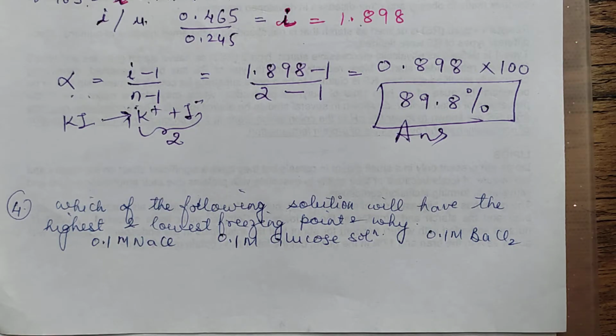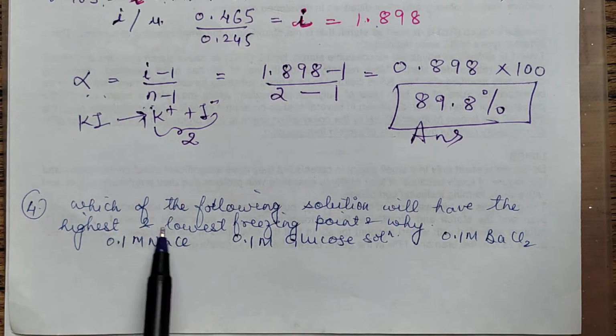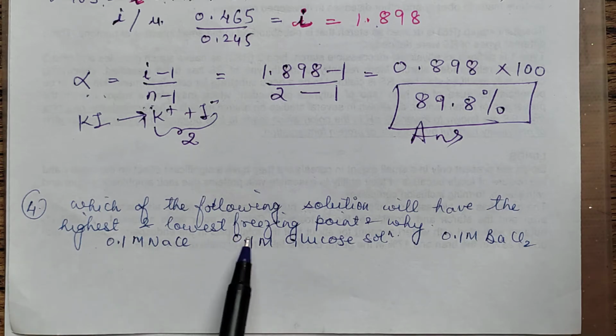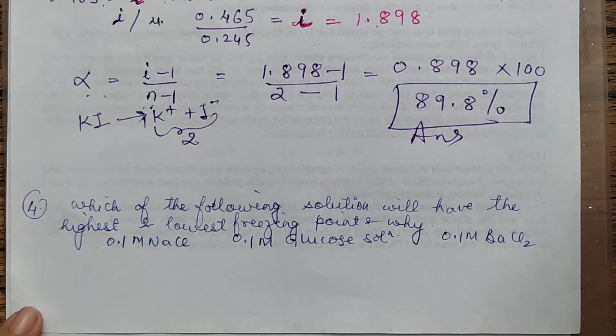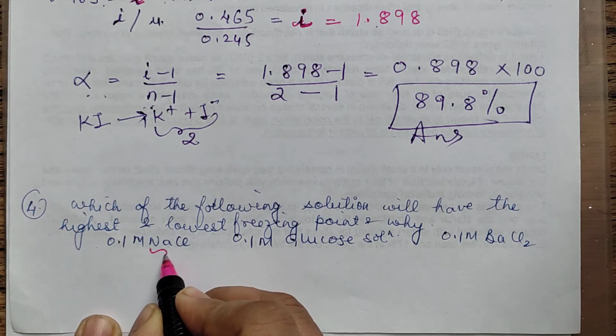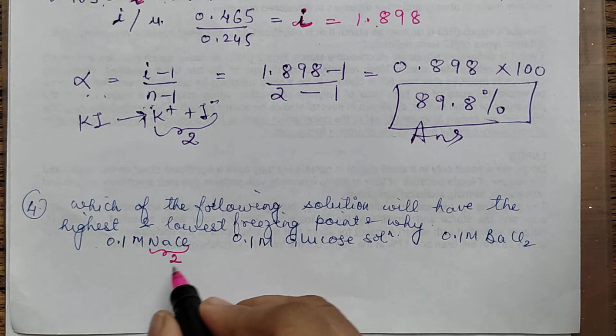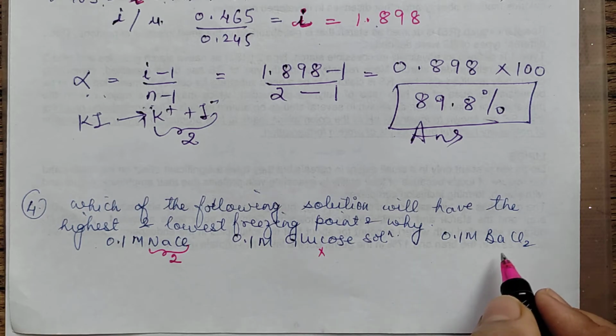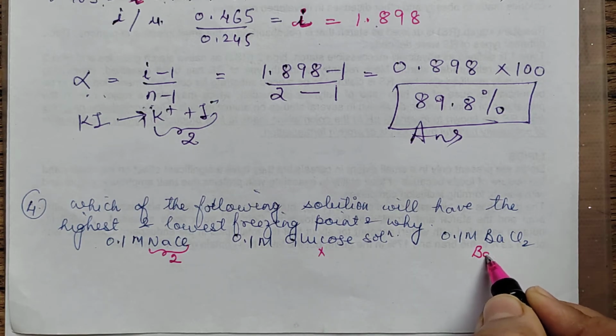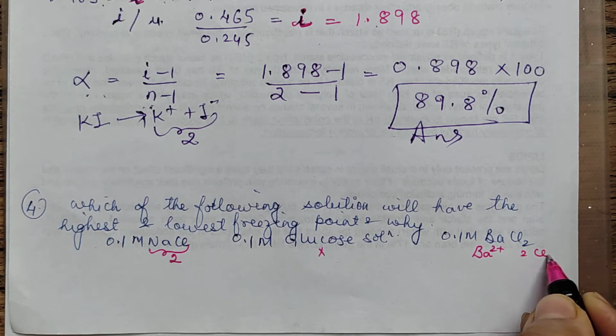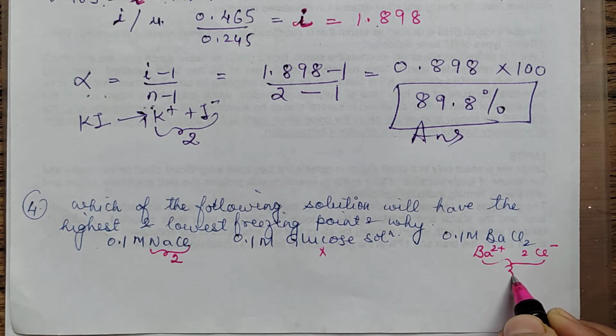Another very small but important question. See, the question is saying which of the following solutions will have the highest and the lowest freezing point of the solution and why. Their concentrations are the same, right? So you find out first how many ions each one is going to form. This will be dissociating to form 2 ions, 1 sodium, 1 chloride ion. This will not dissociate. This will dissociate and form 3 ions, 1 barium ion and 2 chloride ions. That means this one is giving you 3 ions.